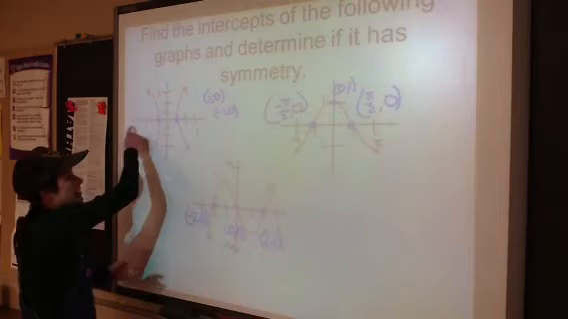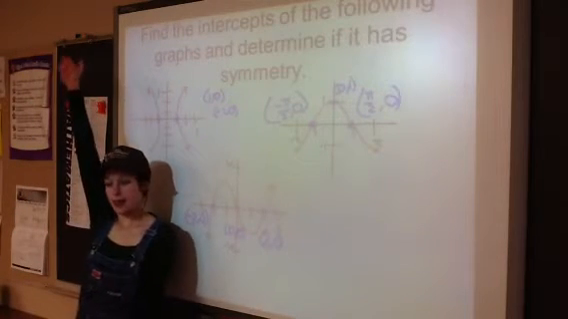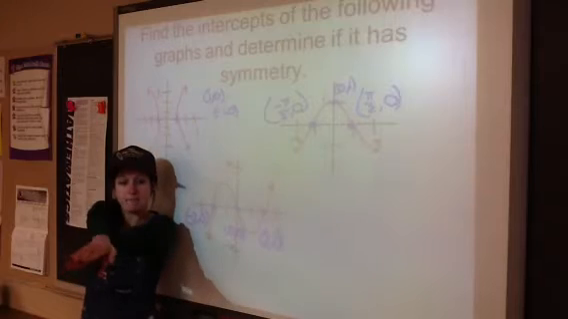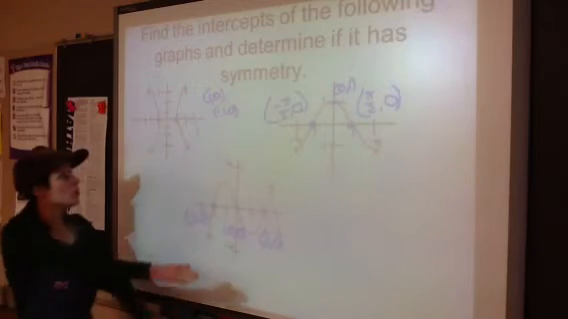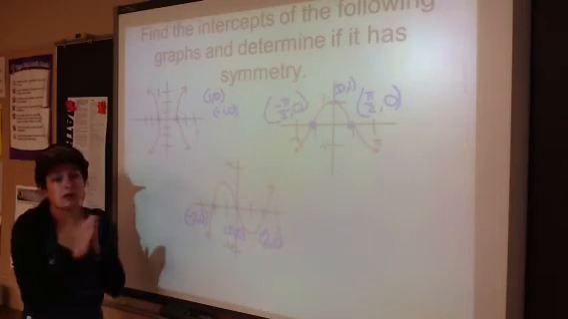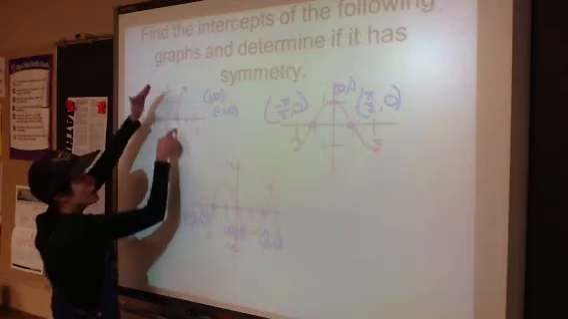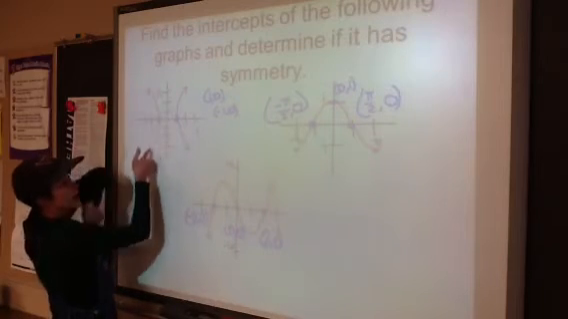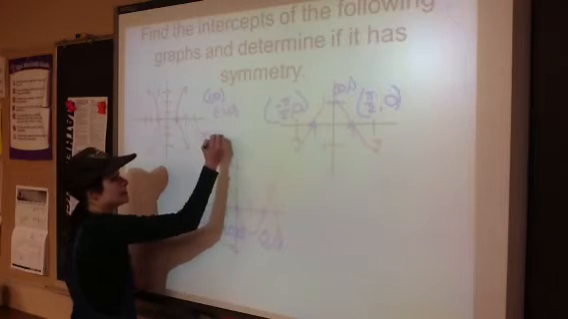X-axis symmetry, here is our x-axis. So if we fold our graph like a hamburger, so if you fold your paper like a hamburger, would the red lines be on top of each other? This red line would fold and land on here. This red line would fold and land on here. So this one is x-axis symmetric.